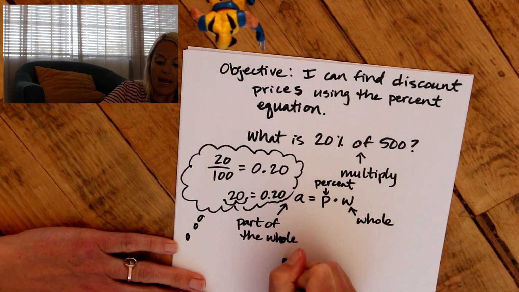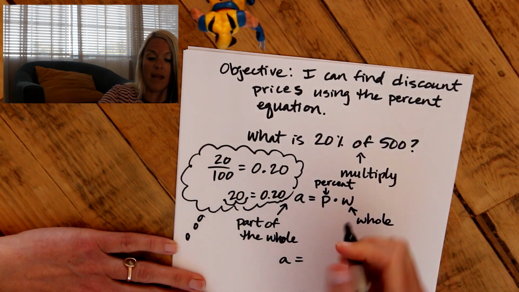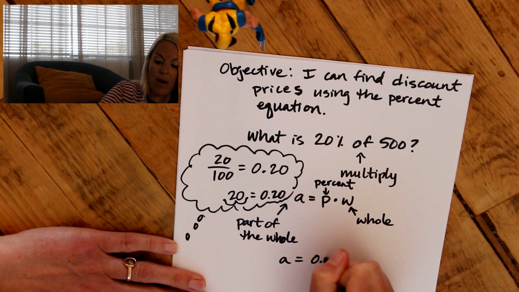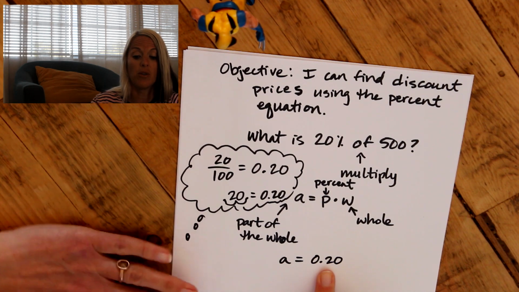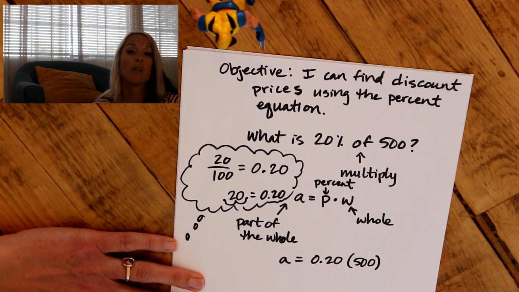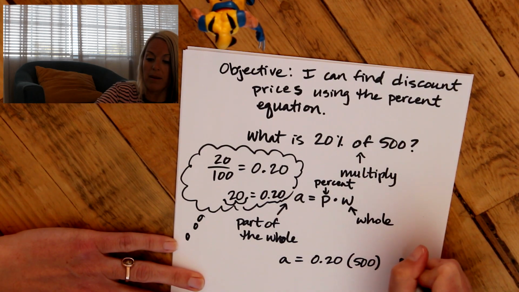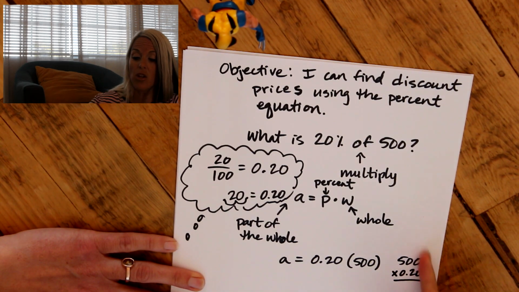So we want to know what A is. A, which is going to be the part of the whole, or our discount, equals now the decimal version of 20%, which is 20 hundredths, times 500. So now we want to do that math on the side of our paper. So we're going to do 500 times 20 hundredths. And remember, when you're multiplying decimals, you don't have to line up the decimals. You can just line up the digits, and that's fine.